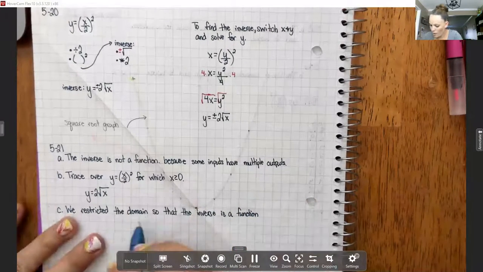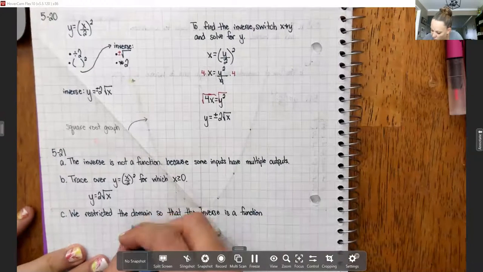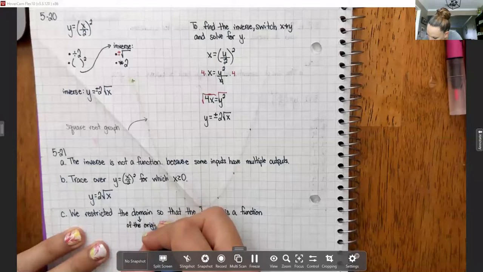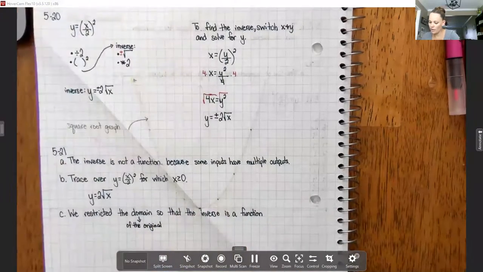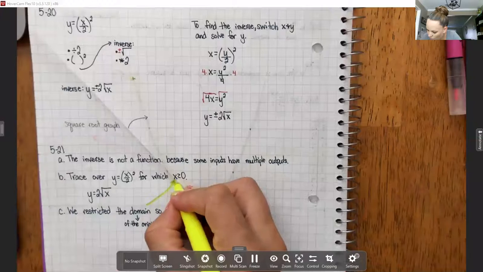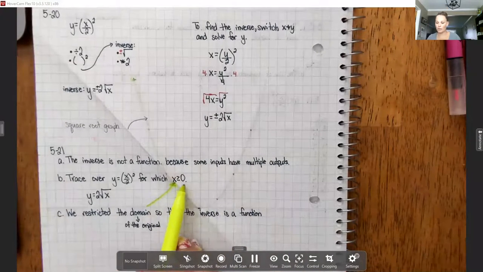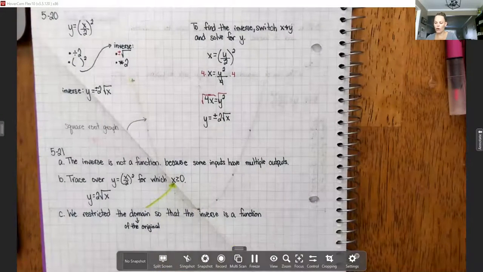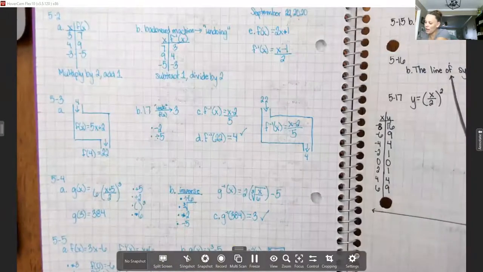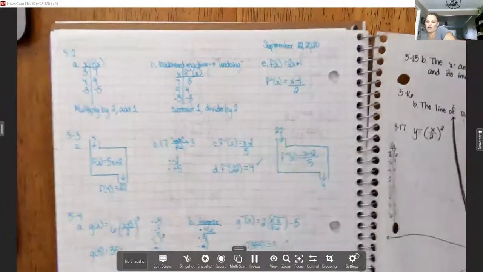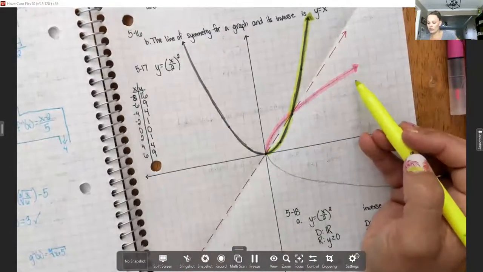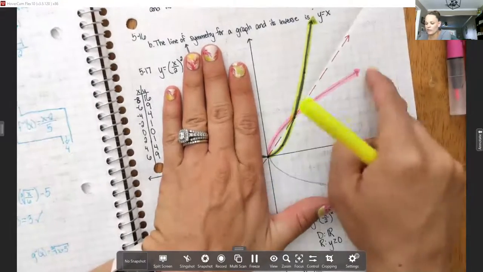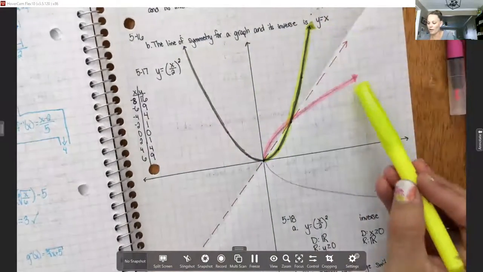So we restricted the domain of the original. Right here, we restricted this domain. Instead of all real numbers for x, we only looked at half of it. By only looking at half of it, we only look at half of the inverse. And this pink part here is a function. So by only looking at half of the parabola, when we do the inverse, we still have a function. If we have a whole parabola, the inverse is not a function.